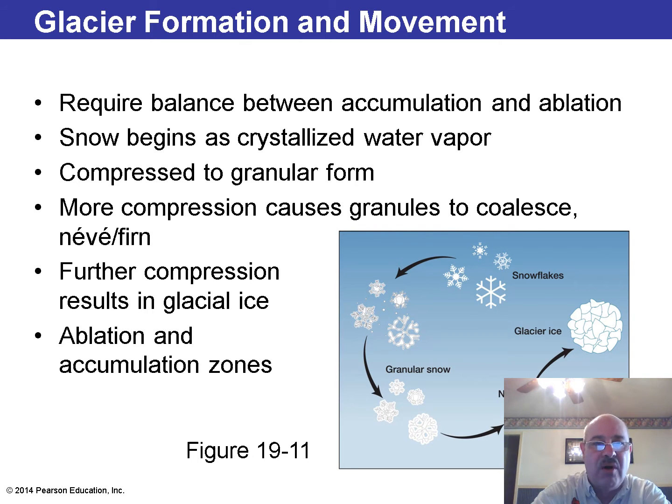All right, so glacier formation and movement requires a balance between accumulation and ablation. In other words, how much you're making to how much you're losing. Accumulation, building; ablation, taking away, okay? Snow begins as crystallized water vapor. Remember what I told you? It always looks like it's snowing at the poles, right? You always see it and think, oh, it's snowing all the time. No, it is a dry ice desert. Remember that. What you are seeing, all them little flakes falling, that's the water vapor in the air literally freezing out.